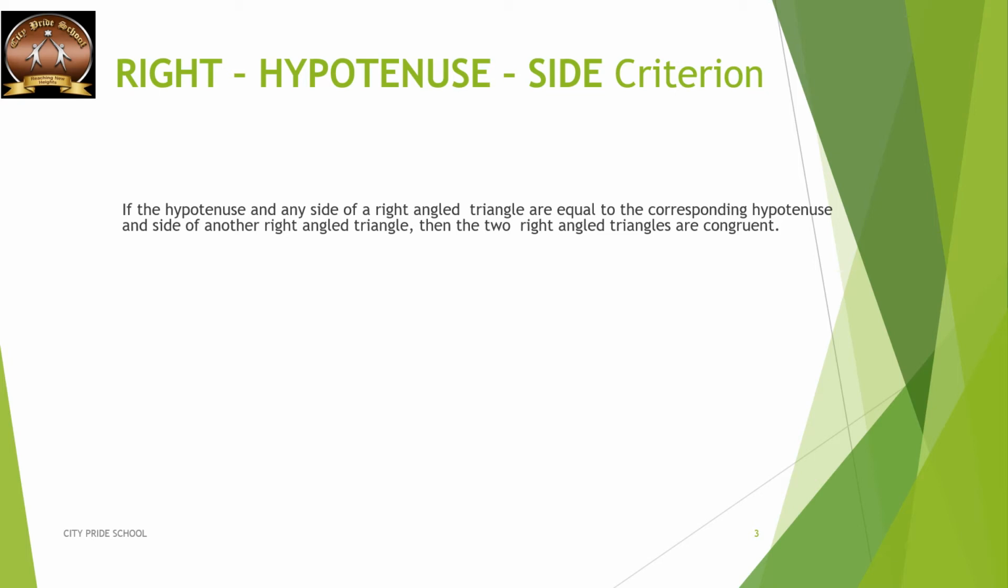So the first condition is that the two triangles must be right angle triangle. Second, the hypotenuse must be equal in both the triangles, and any one side of the right angle triangle must be equal. Then if they are equal, then the two triangles will be congruent by RHS test.